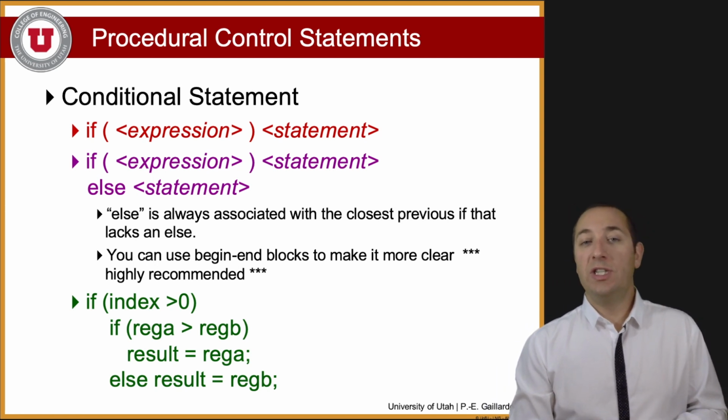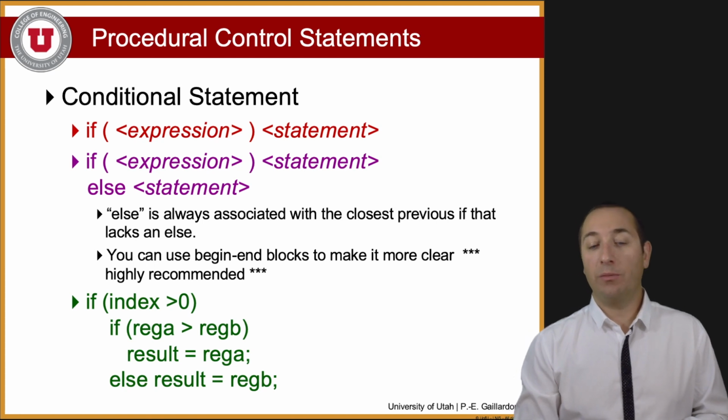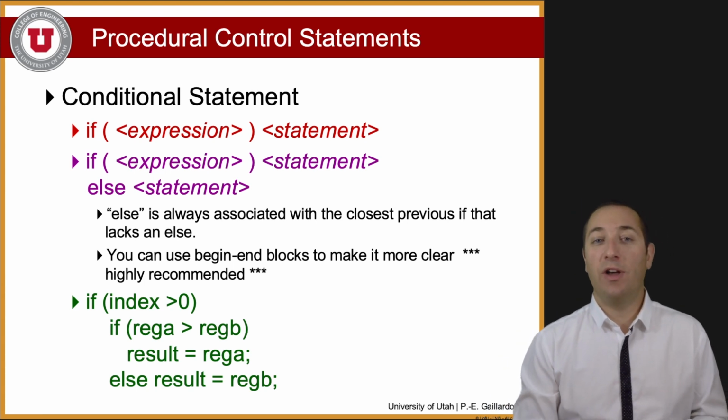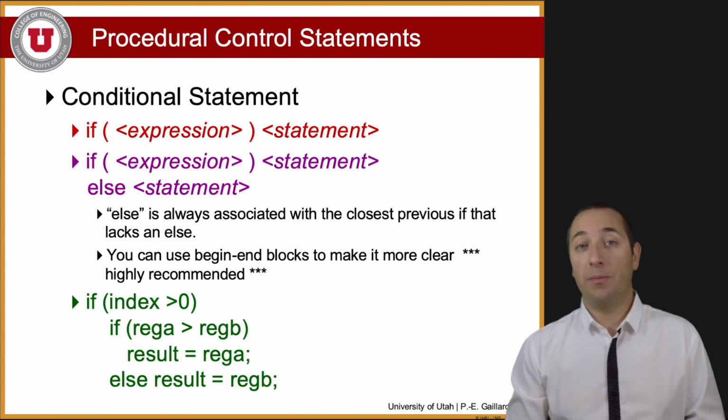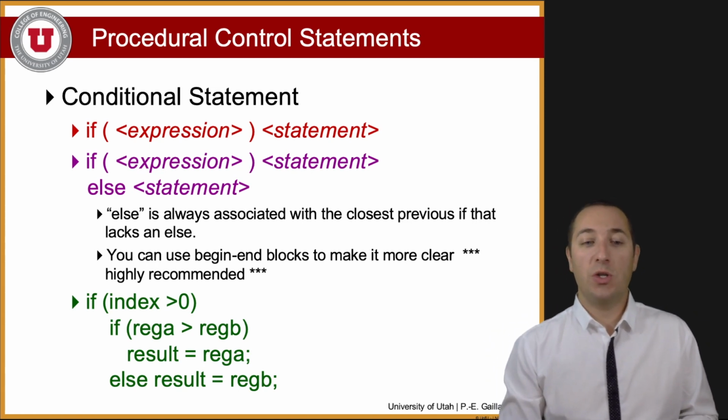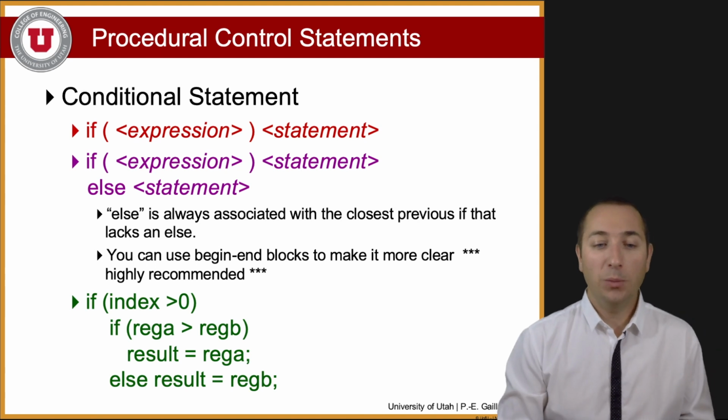And you can use the begin end block to eventually make it more clear rather than just using the if and else. This is highly recommended for code visibility. However, in some cases where it is pretty obvious, you can look at the following example below.